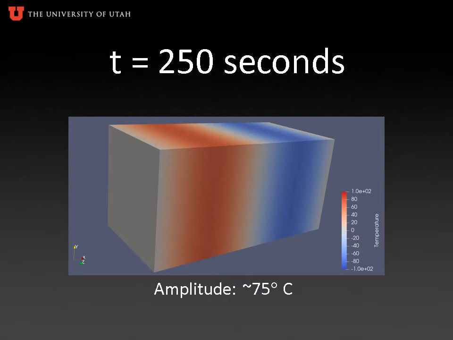If we take a look at what the temperature distribution is at 250 seconds, we can see that the sinusoidal temperature distribution is still present, but now with a lower amplitude of around 75 degrees Celsius. This is caused by the dispersion or balance of heat throughout the bar as time increases.